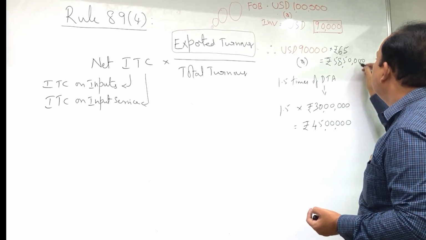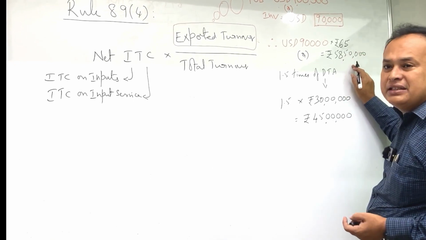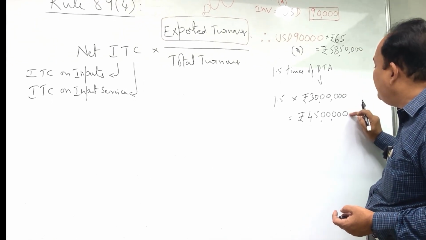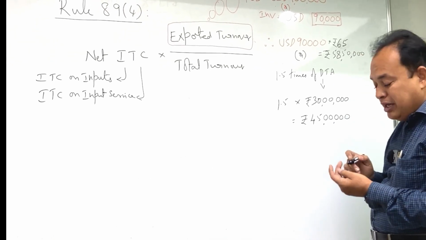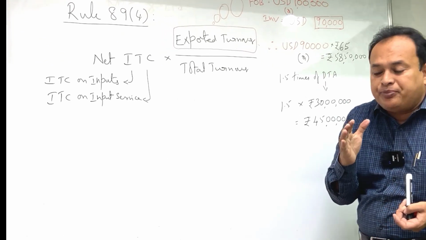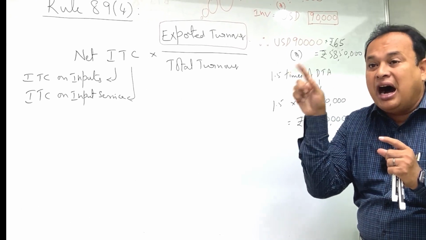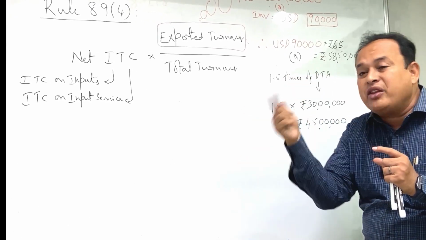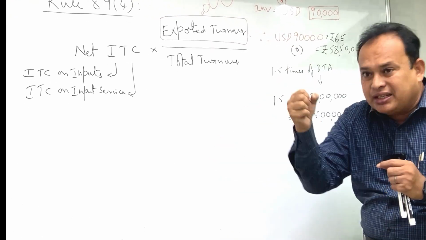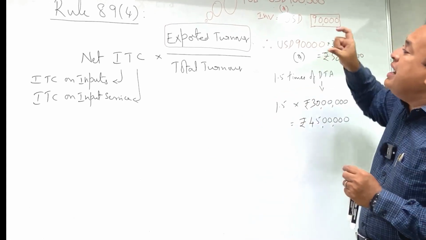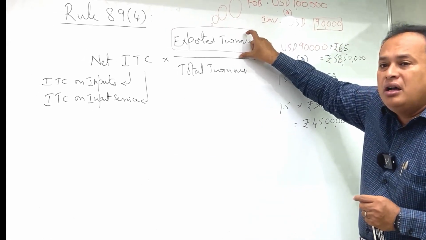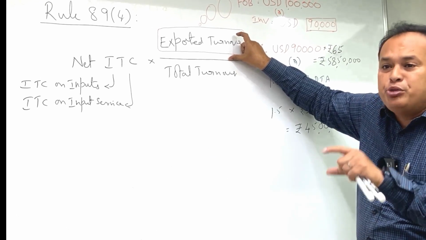8,50,000. Good. So 58,50,000 or 45 lakhs, whichever is less. That means the first step: the FOB value of export shown in the shipping bill or the declared value in the invoice, whichever is less, choose that. That is the numerator for your formula to claim the refund of input tax credit.